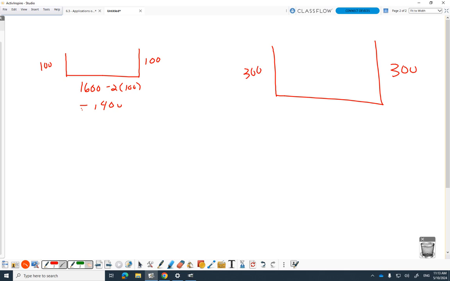What will the third side be if those are both 300? 1,000, because he took 1,600 and subtracted two of the 300s, and he uses 1,000 on this side. Who made the most area?